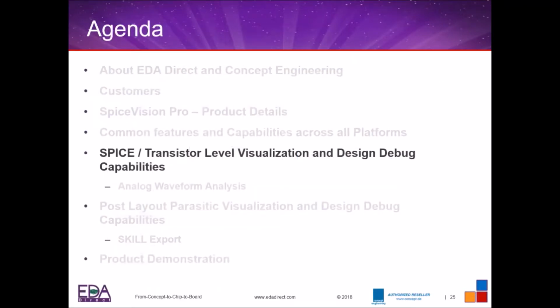So let's talk about some of the SPICE and transistor level. What I talked about earlier is some of the common features across all platforms. When I mean platforms, if you did do RTL or gate, you also have the same capabilities because it's the same unified cockpit within SPICE or netlist. But since this is a parasitic webinar, I'm mainly going to focus on the SPICE today.